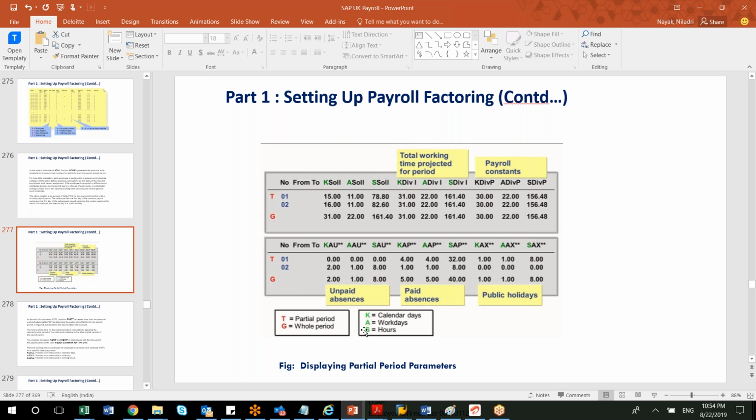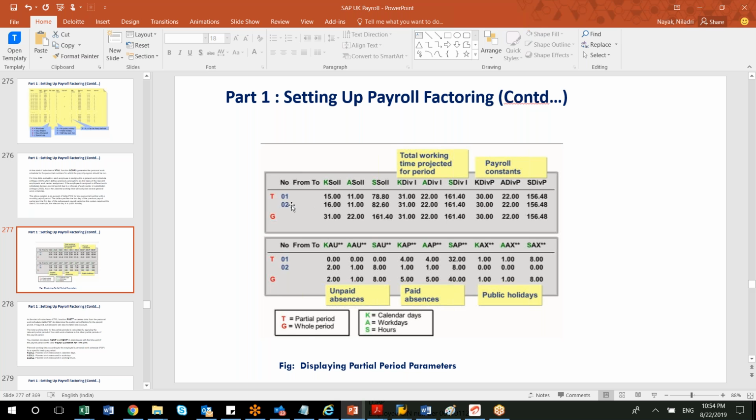You have to remember this figure and understand these constants, because you will find all these constants in your payroll parameter table. Inside the table they are easy to identify. For that reason we have color coded them: if it is a partial period it is T, and if it is a whole period it is G.